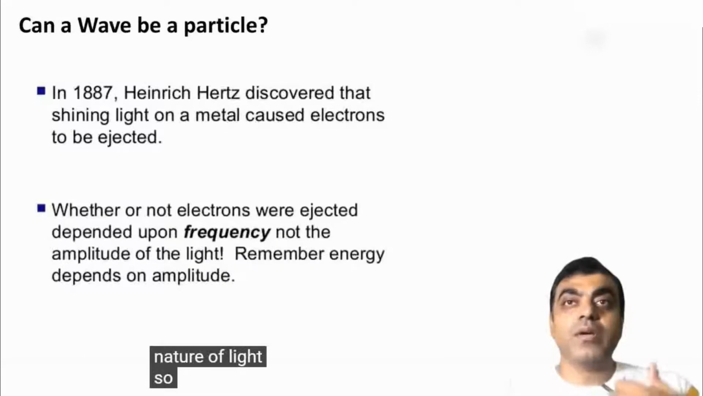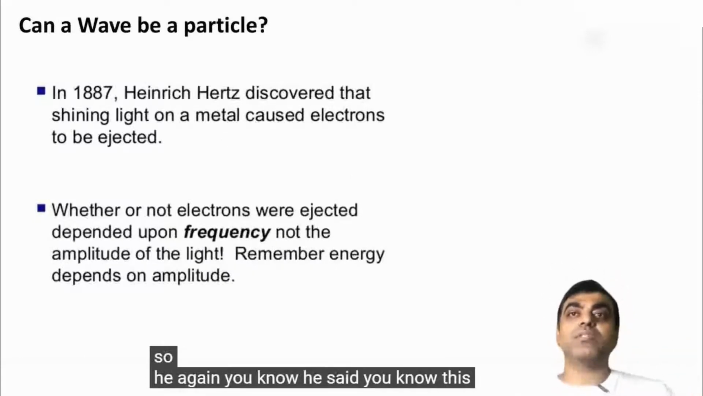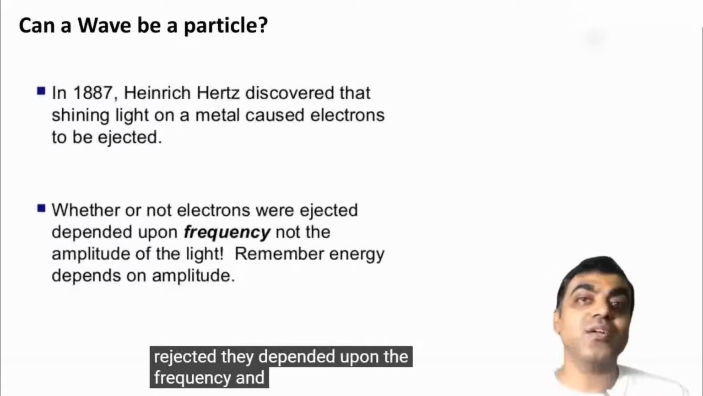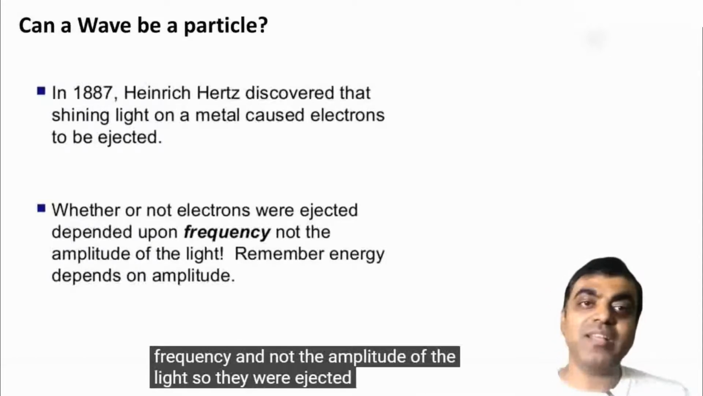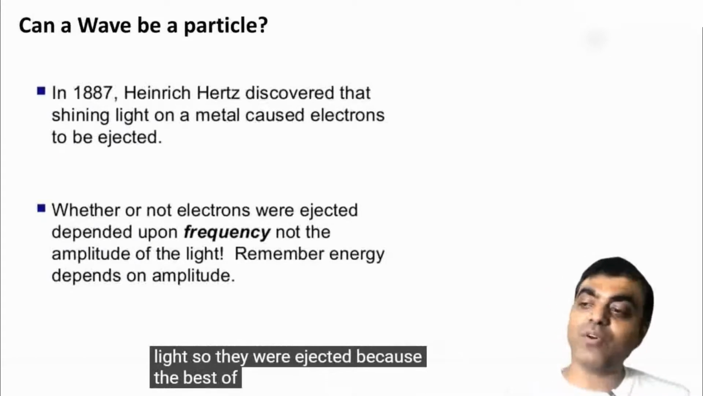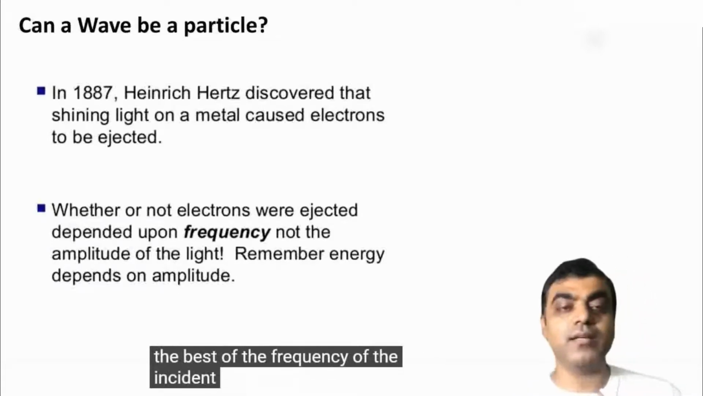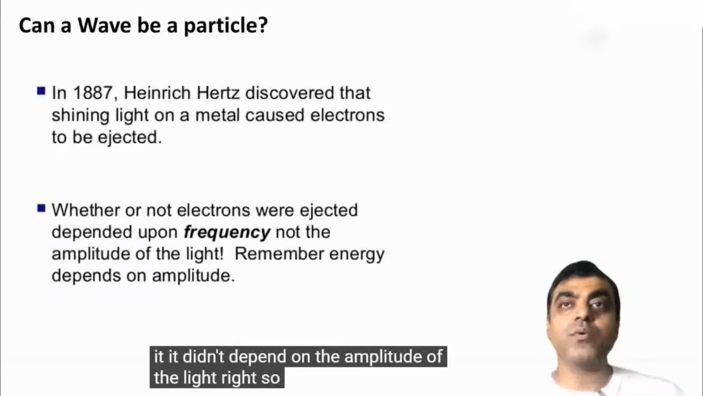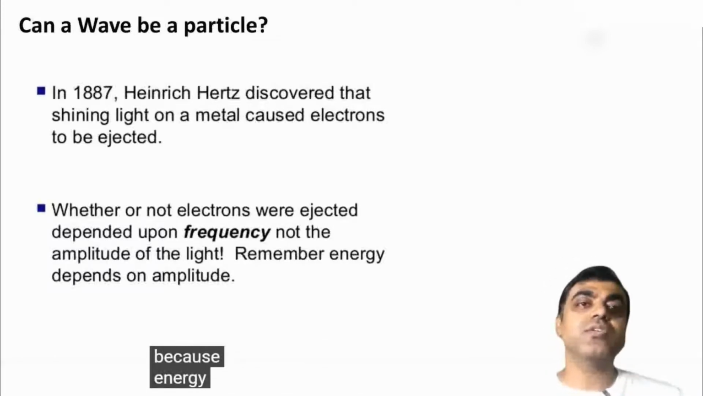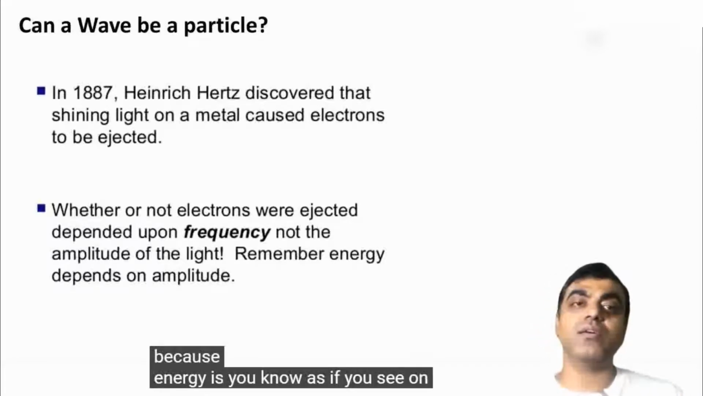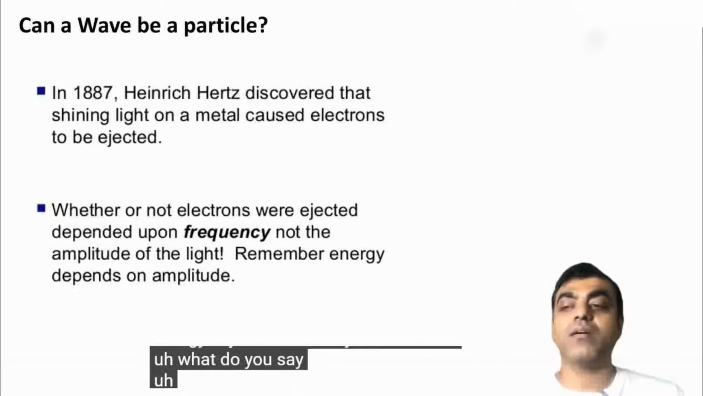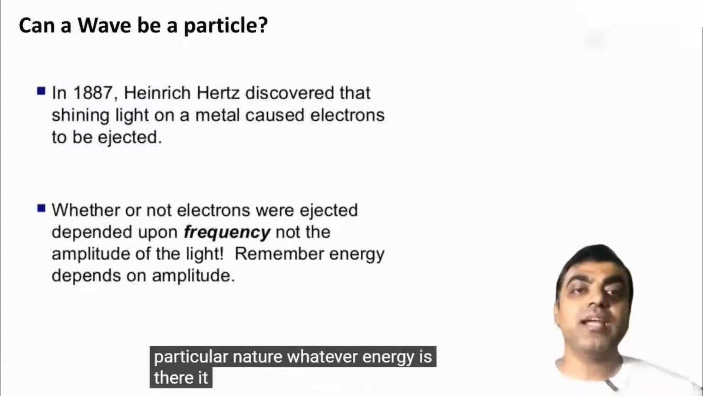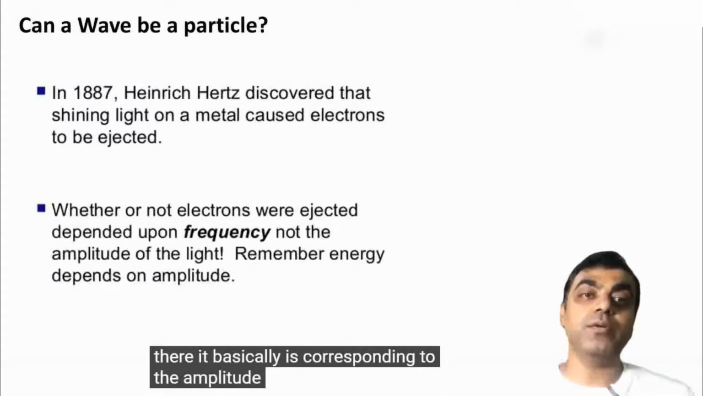He said these electrons were ejected depending upon the frequency and not the amplitude of the light. They were ejected based on the frequency of the incident light, not on its amplitude, right? Why am I saying this? Because whether you see it in the wave nature or the particulate nature, whatever energy is there corresponds to the amplitude of that.